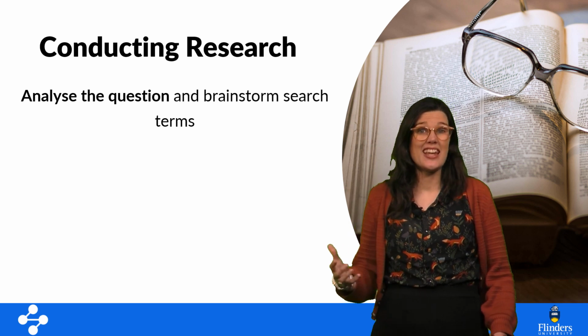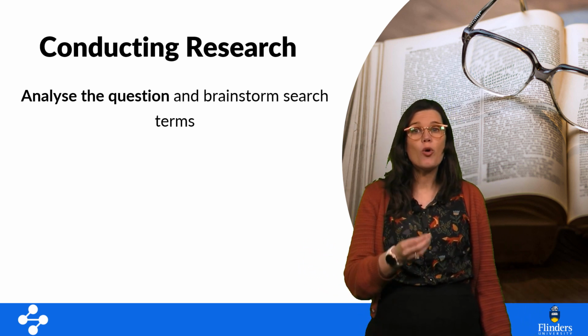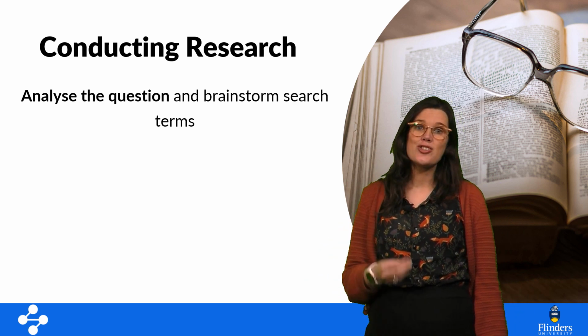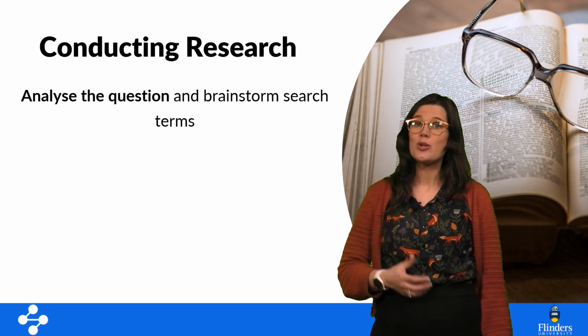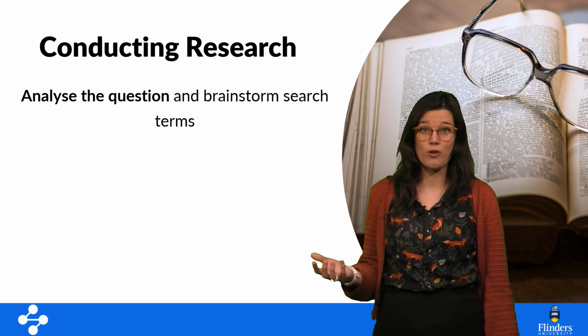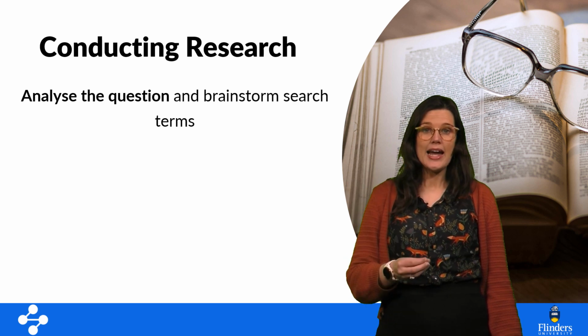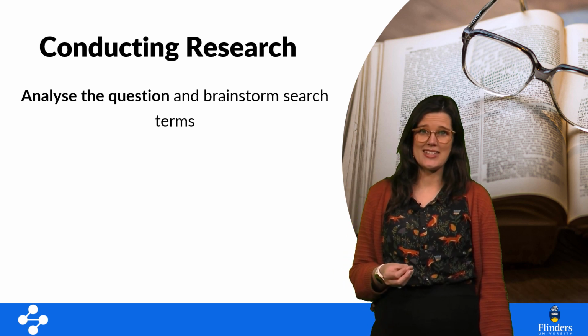So firstly, think about what your research question is really asking you. Use the content words to form and collect search terms. Then brainstorm synonyms to develop a more comprehensive list of words that you might look for through Find It at Flinders, Google Scholar, or importantly, discipline-specific databases.